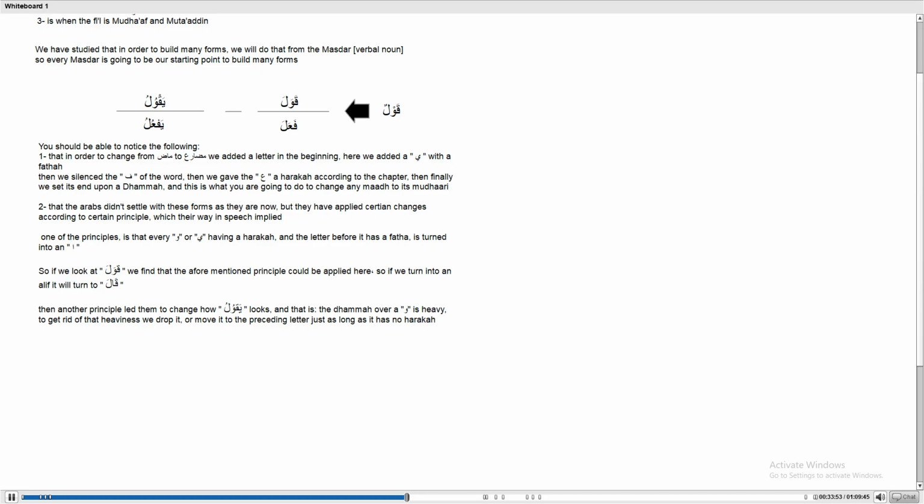Again, the dhamma over a waw is heavy. "Woo" might not be heavy in the English language, because you could say "would." But in Arabic speech it is heavy, because the dhamma is a heavy haraka and the waw is a heavy letter, and a heavy haraka over a heavy letter causes heavy speech. And the grand principle in Arabic is seeking lightness in speech. So dhamma over waw is heavy. To get rid of that heaviness, we either drop the dhamma, or we move it to the preceding letter if it has no haraka.